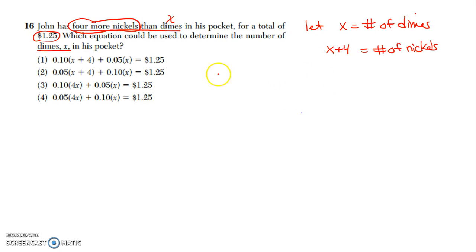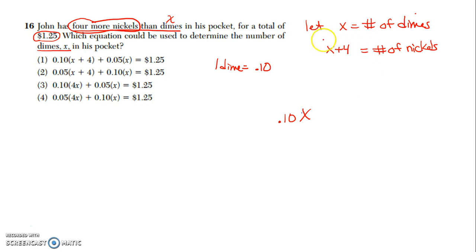All right. Anytime you have one of these, they want you to write an equation, they give you the value of $1.25. You have to go back up here and say, okay, if x is our number of dimes, what's our value of dimes? Well, 1 dime is 10 cents. So you just take your number of dimes and multiply it by the value of 1 dime. 1 dime is 10 cents.